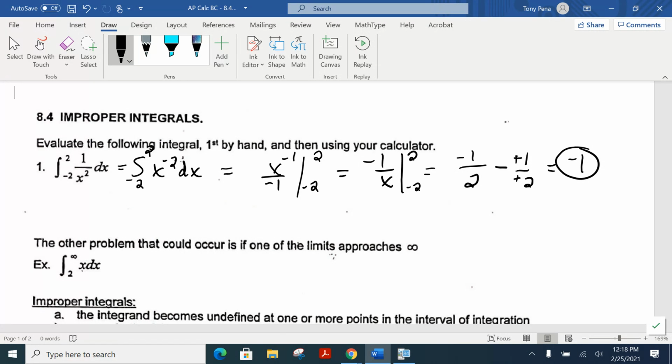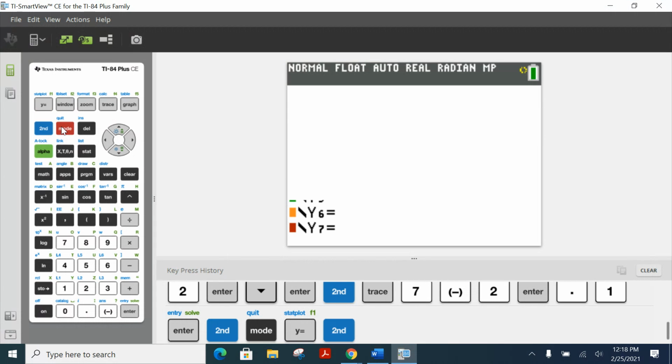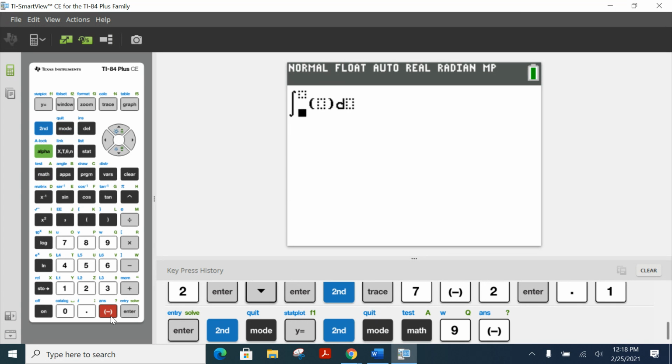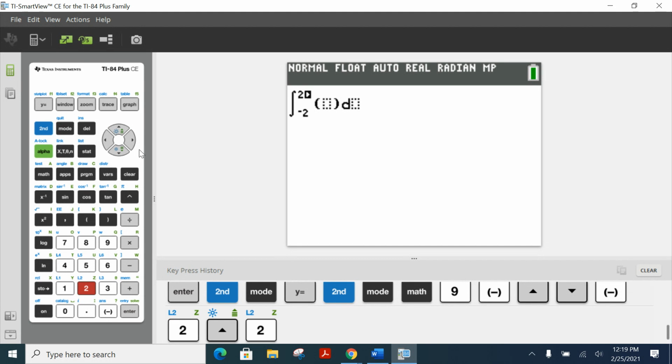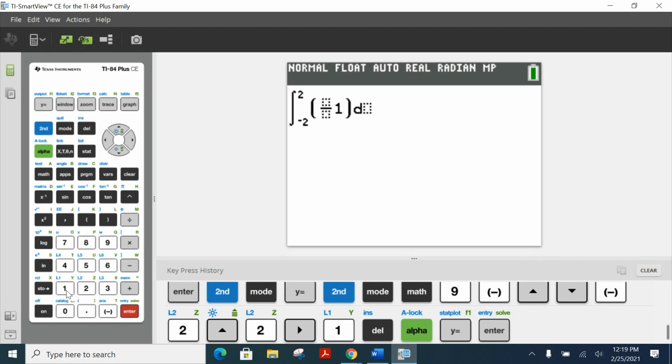All right, we all good with that? Here's where this gets tricky. Let's go to our calculator and let's do a quick little math 9 on this guy. So what did I give you? Negative 2 to 2. Oops, forgot the 2. So I go negative 2 to 2. And then we integrate 1, actually, over x squared. And then see what your calculator tells you.